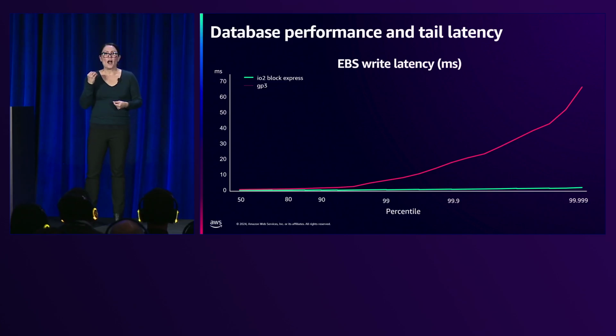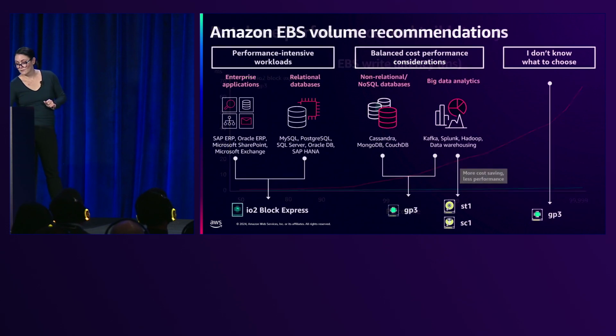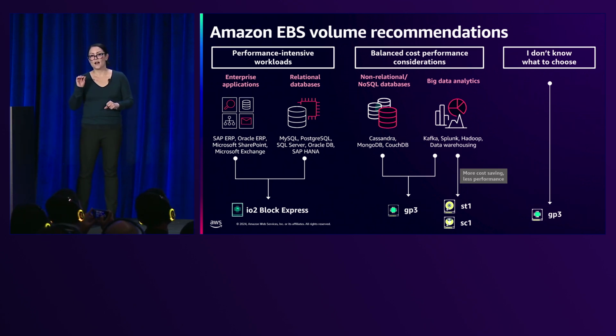It's how does my application respond to a single outlier IO with higher latencies? And if you need that latency consistency, then IO2 block express is the volume for you. If you don't, then use GP3 because it'll work great. So just to recap, you've got IO2 for IO-intensive, performance-intensive databases. You have, for things like a streaming Kafka workload, ST1 is great. And if you don't know, just use GP3.